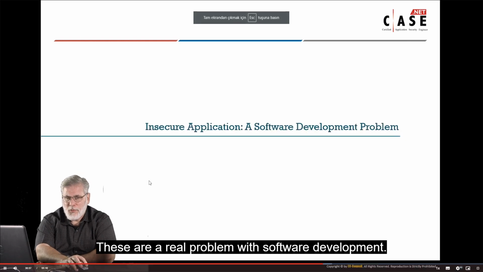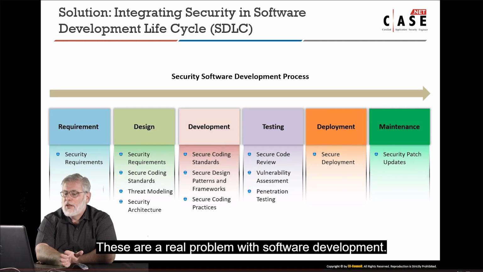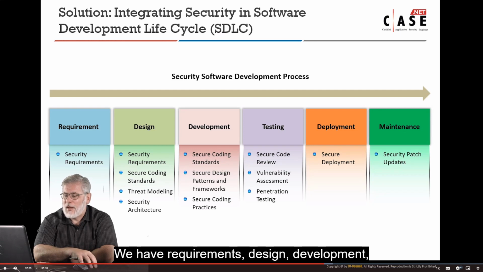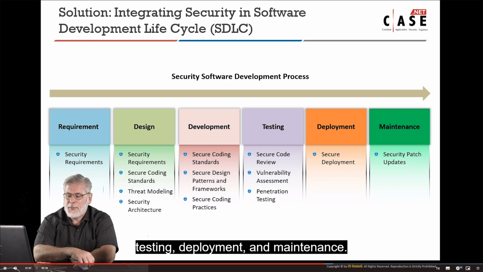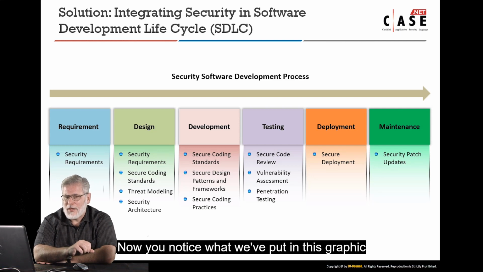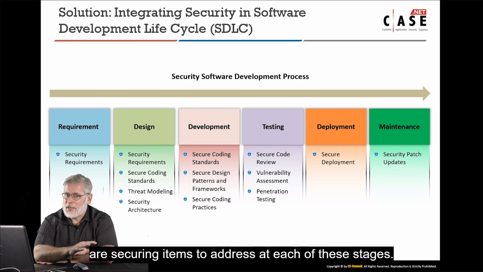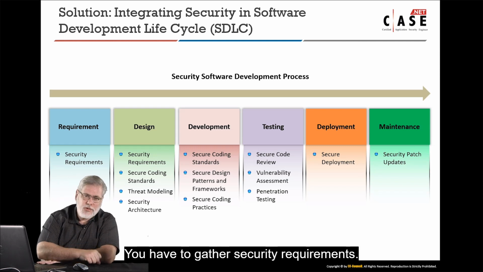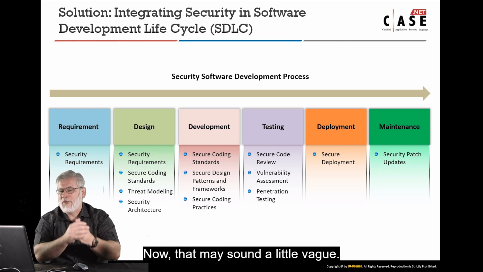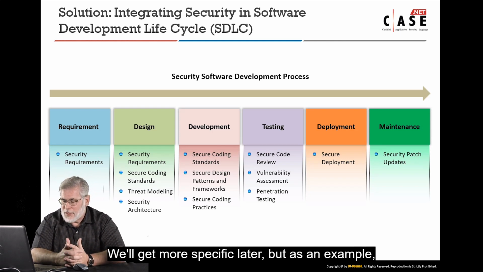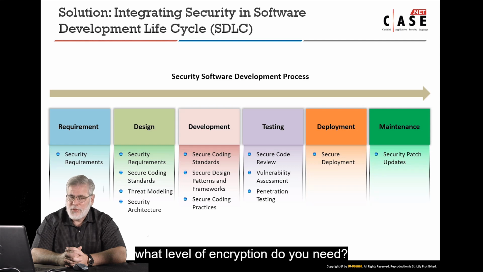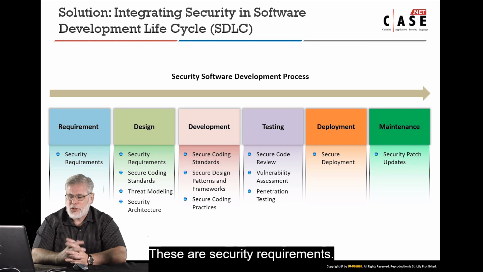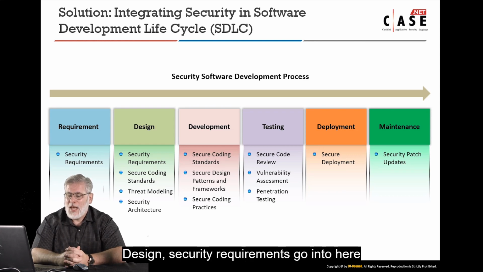Insecure applications, these are a real problem with software development. We're looking here at the software development lifecycle. We have requirements, design, development, testing, deployment, and maintenance. Now you'll notice what we've put in this graphic are security items to address at each of these stages. So let's start in requirements. You have to gather security requirements. Now that may sound a little vague. We'll get more specific later, but as an example, what level of encryption do you need? How frequently should users be required to change their password? These are security requirements.